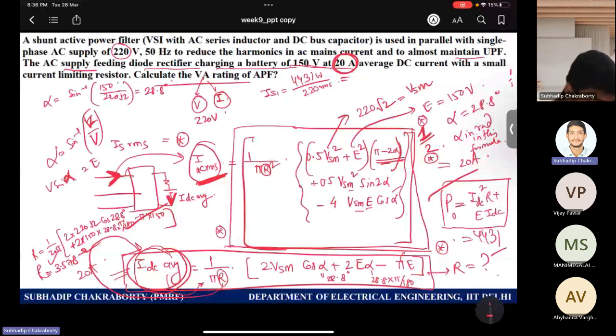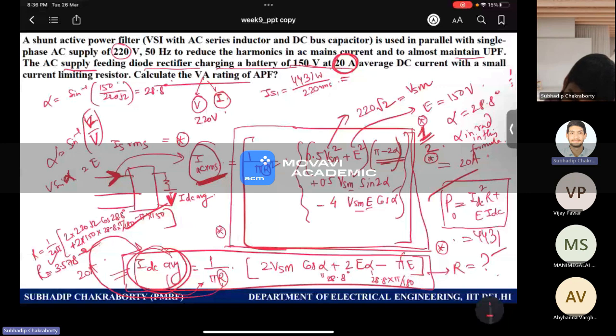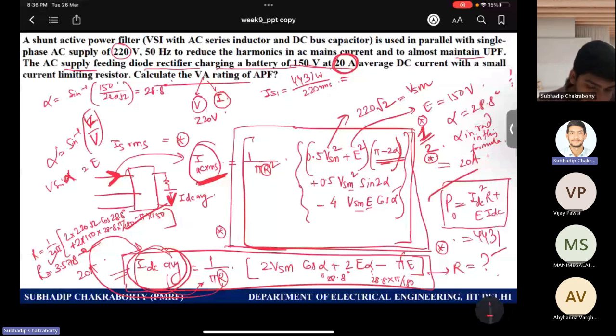Sorry, 20.14. 20.14, okay? Or I will write 20.14 amps. So this is the supply fundamental that you are getting. And you also calculate what is the net RMS current, IS RMS.